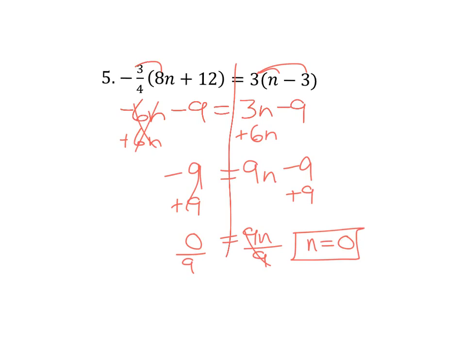Okay, so that's how we deal. Those are as complicated as the equations are going to get. We have some distribution. We have variables on both sides of the equations. That's about as complicated as they're going to get. So let's go ahead and go to the back page and look at a couple word problems.